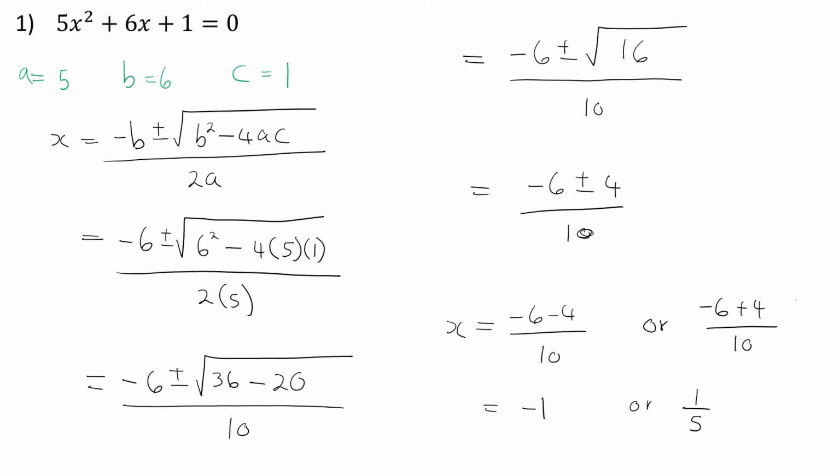So either x is negative 1 or x is, let me see, yes, this is supposed to be negative 1/5. So it's either or. I trust you got this answer. This is our final answer here for x. Let me just confirm. Minus 6 plus 4 is negative 2. 2 could go into itself once, and 2 could go into 10 5 times. So yes, that's it. If you got this, you're on the right track.